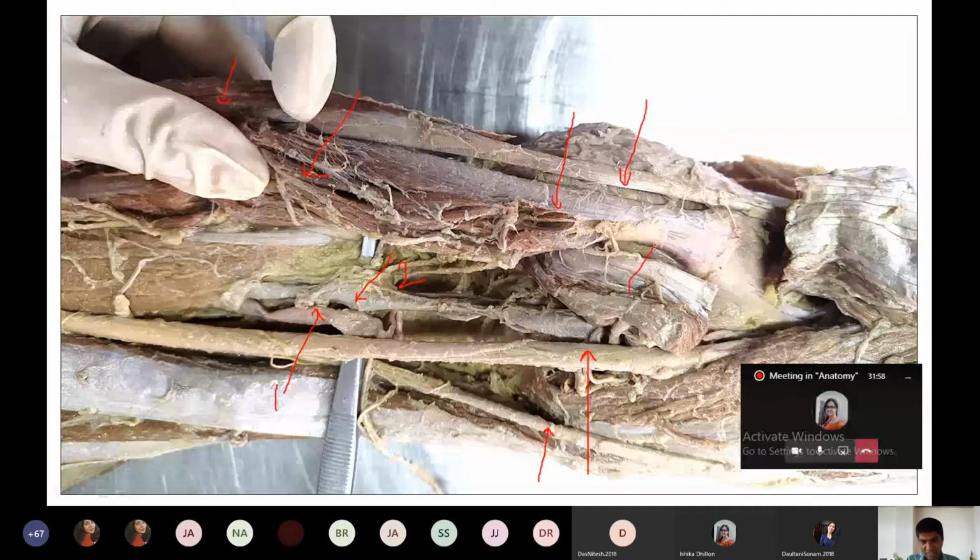Okay, and here now I'm pointing to the end structure. This one is the medial head of the gastrocnemius. I hope everybody can identify this. This one is the medial head of the gastrocnemius, which is cut. And here laterally, there is the lateral head of the gastrocnemius. This one is the lateral head of the gastrocnemius.